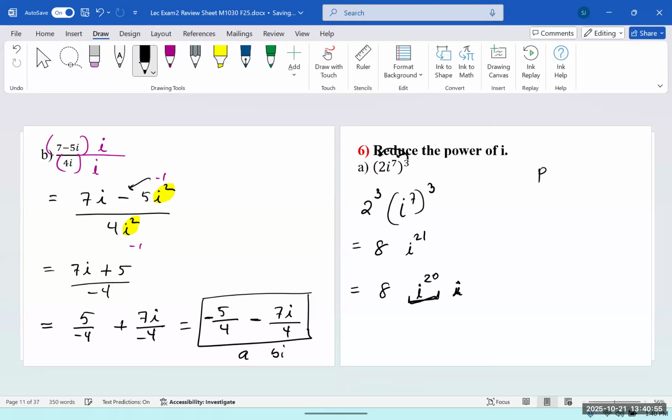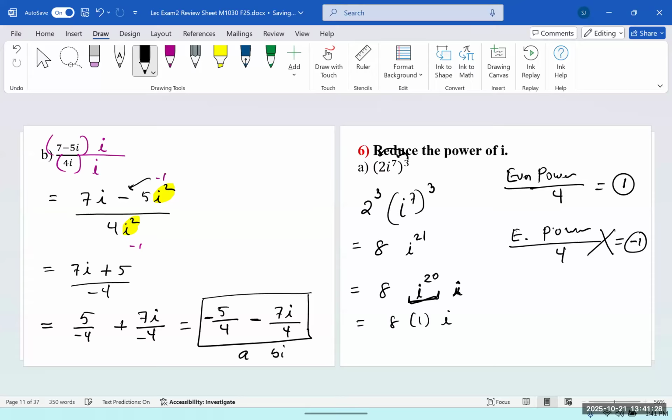If the power is divisible by 4, what's the answer? +1. And if the even power is not divisible by 4, what's the answer? -1. So 20, is 20 divisible by 4? Yes. So the answer is 8 times 1 times i, which is 8i.